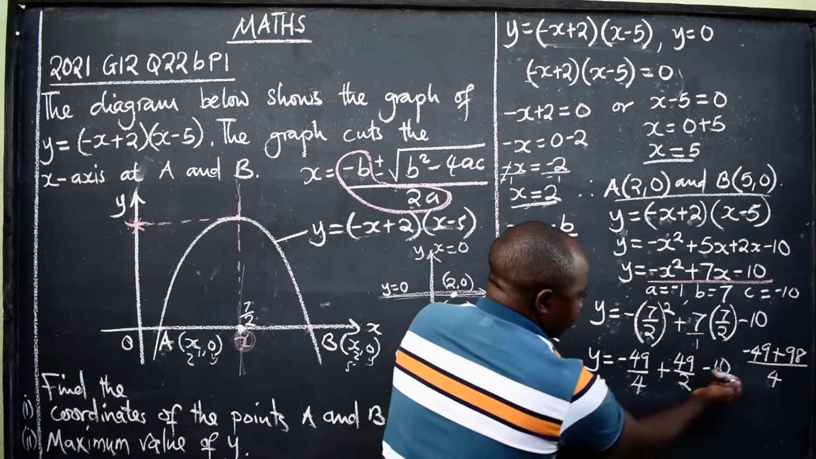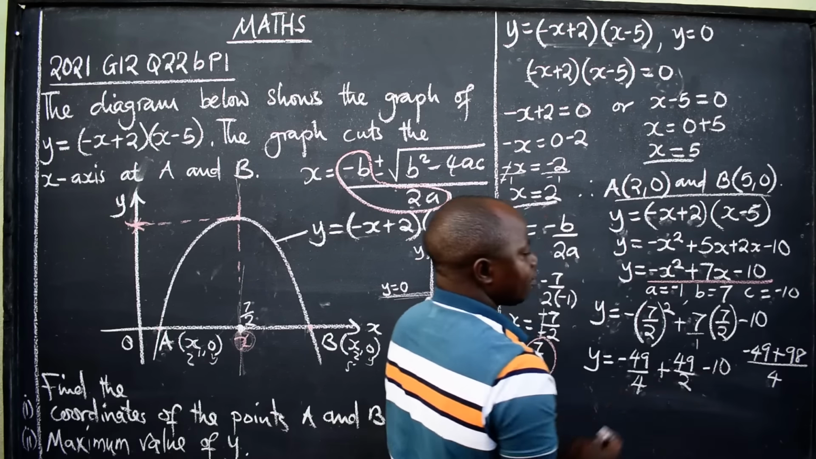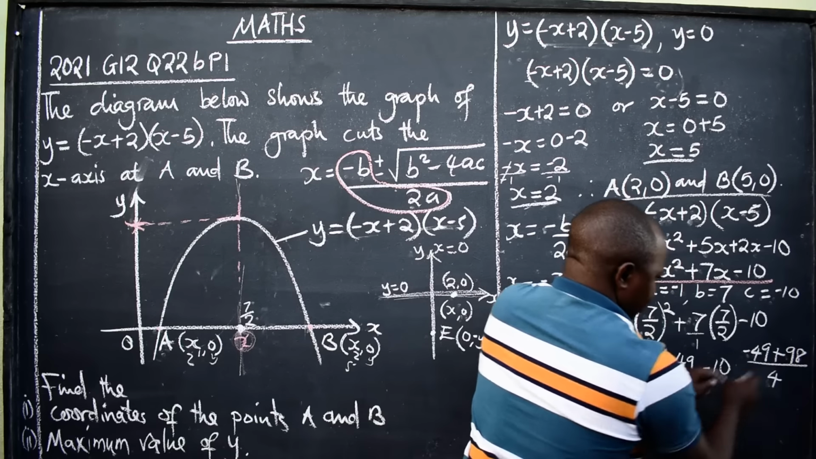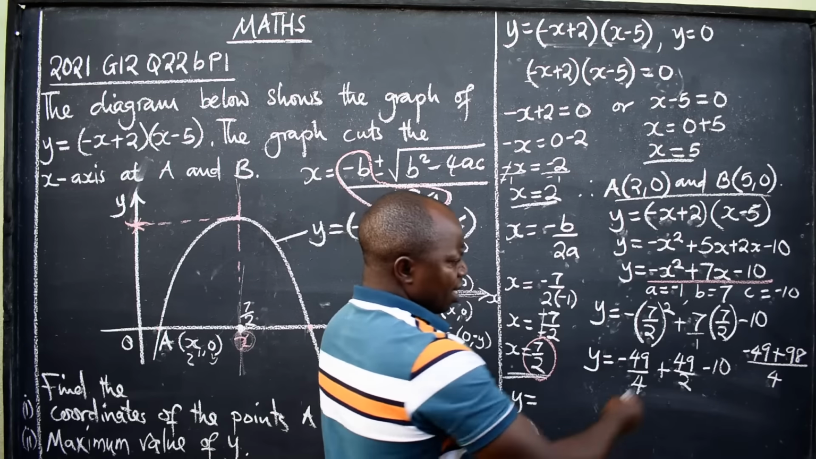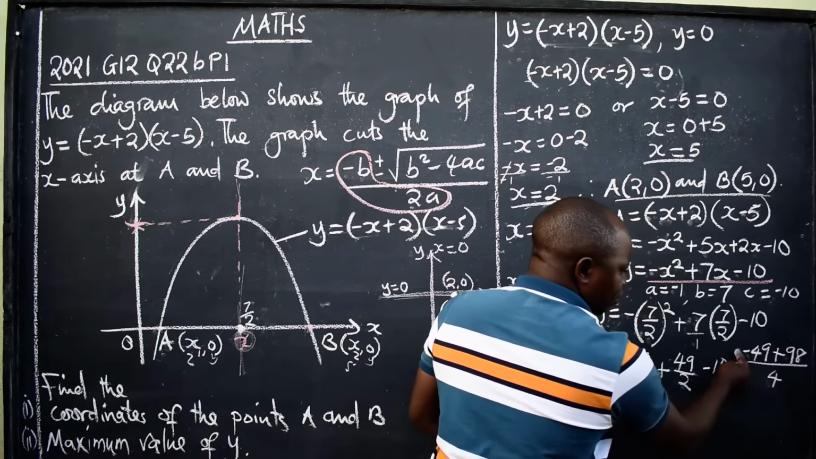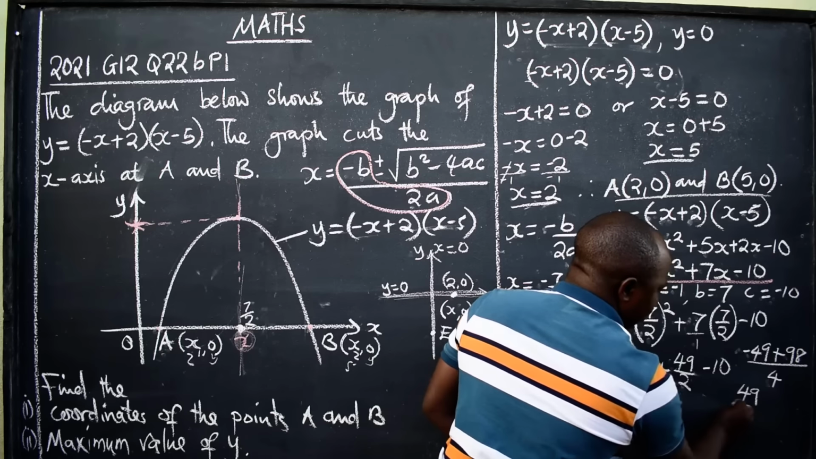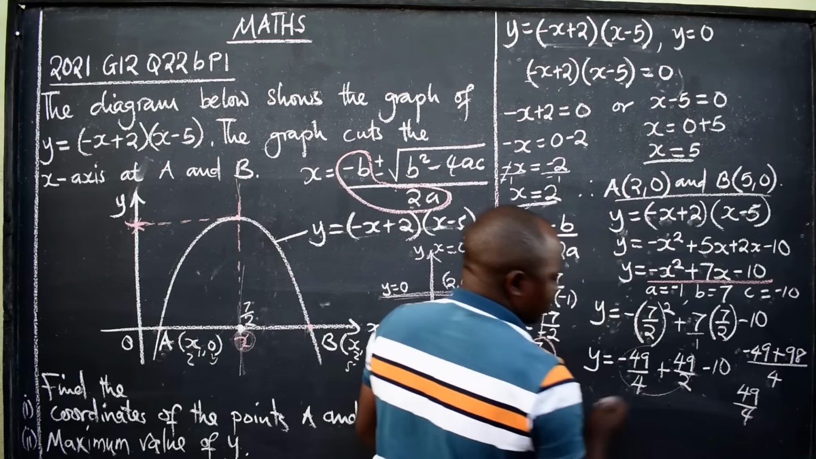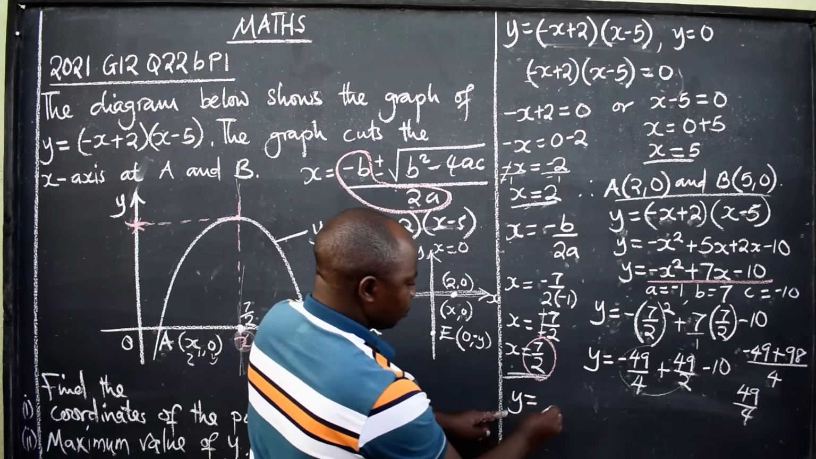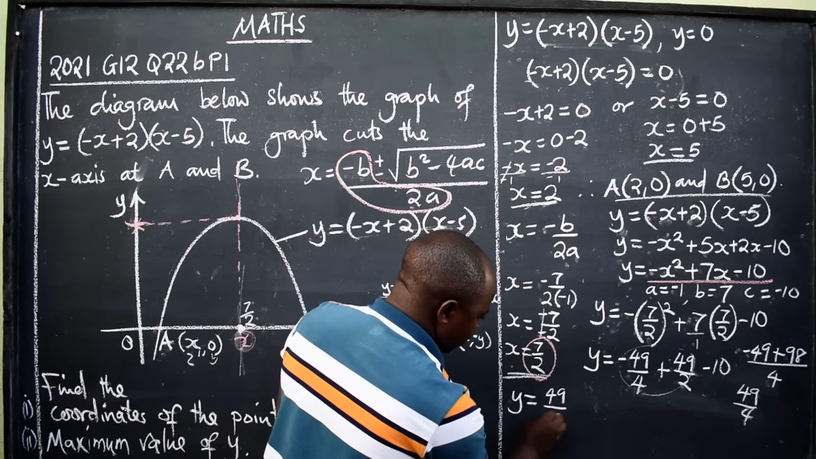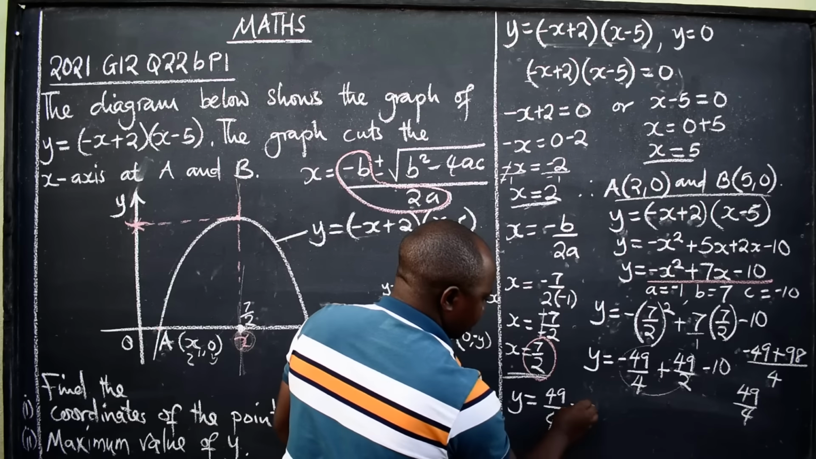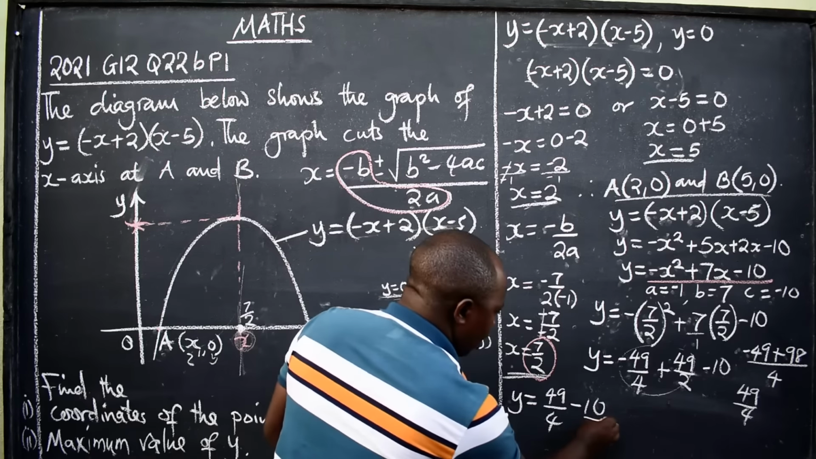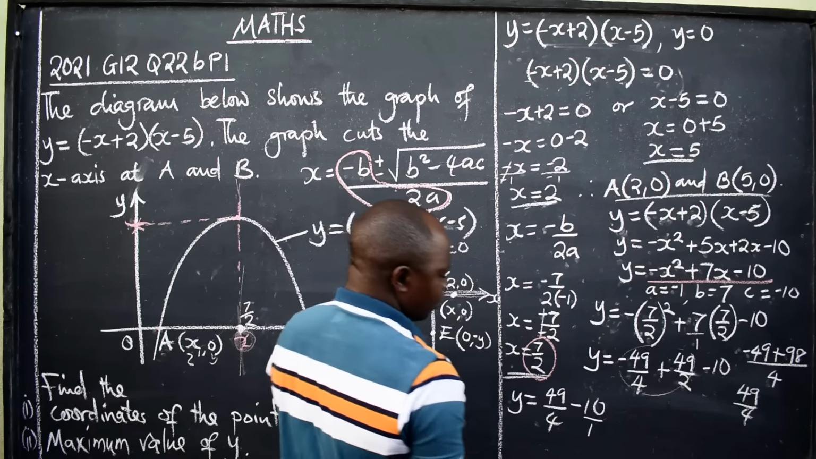First we deal with this before we subtract the 10. On top, negative 49 plus 98. What answer am I going to get? This is the same as saying 98 minus 49. It will be 49 over 4. So whatever I'll get here will be 49 over 4. So I'll say y is equal to 49 over 4. Remember there is this, negative 10. Again at that point, over 1. We find the common denominator.